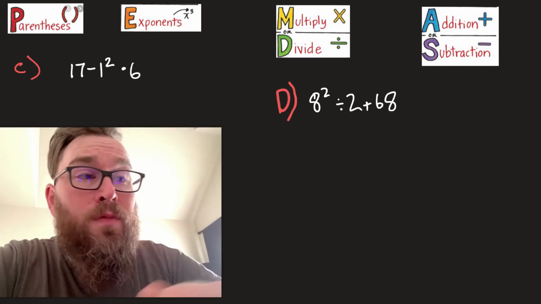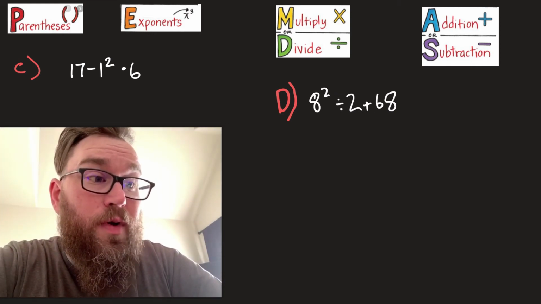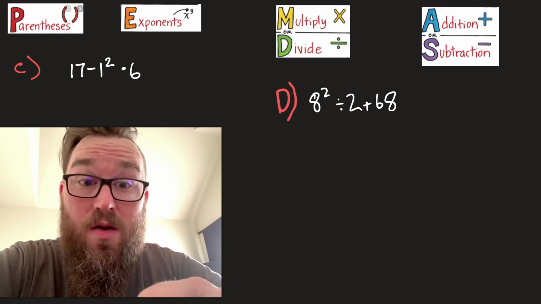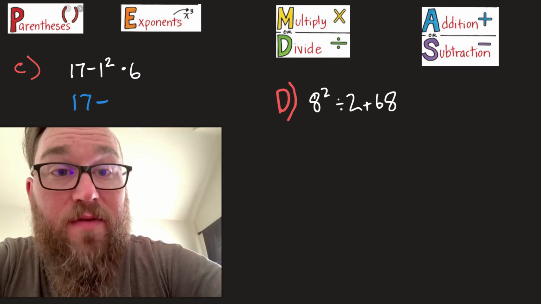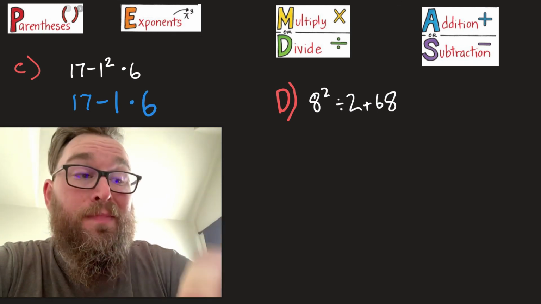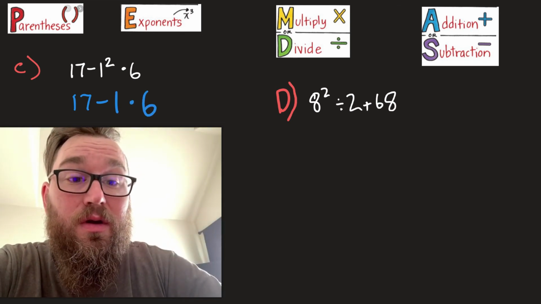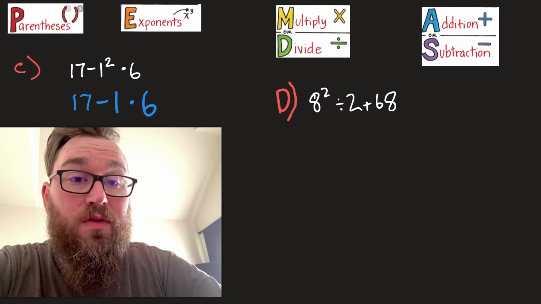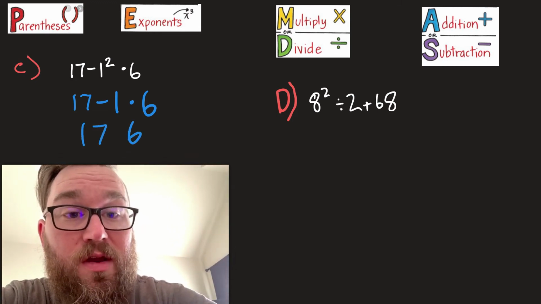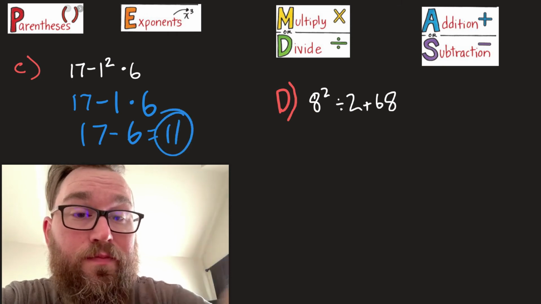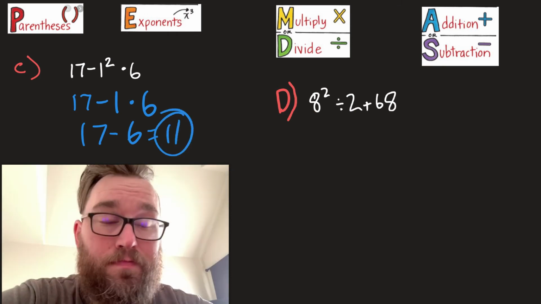All right, so hopefully first you looked at the exponent. 1 squared, 1 times 1 is just 1, so this is kind of a tricky one, I suppose. So it's 17 minus 1 times 6. Then I need to do the times, so 1 times 6 is 6, and then I have 17 minus 6, which was 11. What was the answer for C?